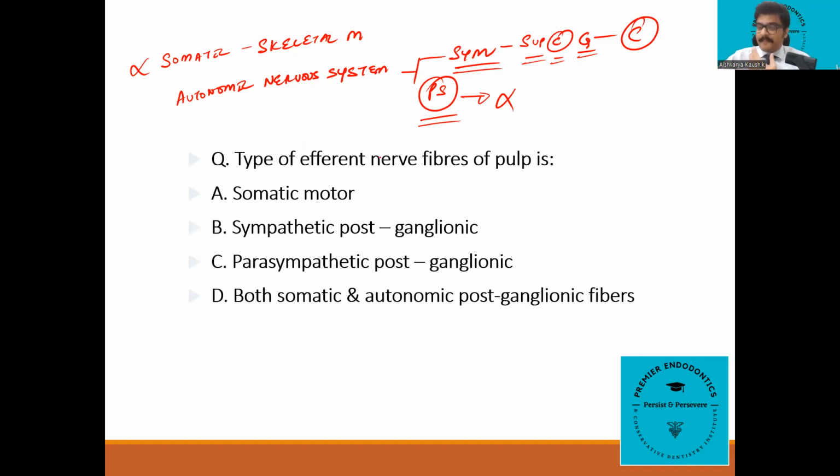Now let us just match and see which option is the closest to the correct answer. Sympathetic post ganglionic, that's the correct answer. Somatic, no innervation. Parasympathetic, not confirmed. Both somatic, the word somatic comes, we don't have skeletal voluntary muscles in the dental pulp. Simple. Now, that solves this question.